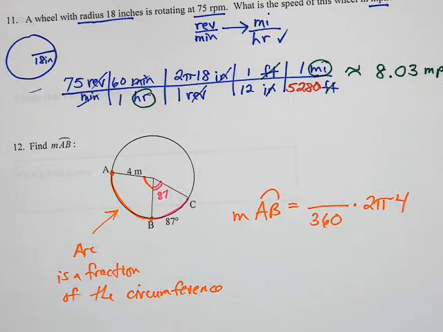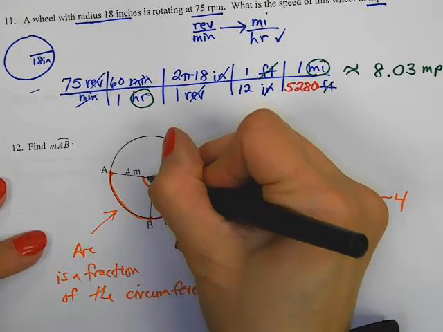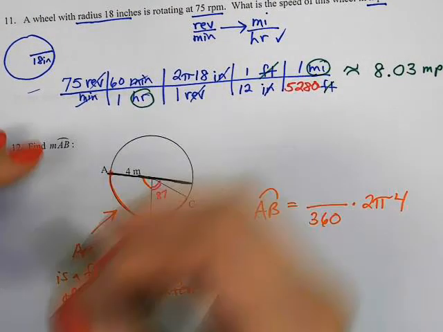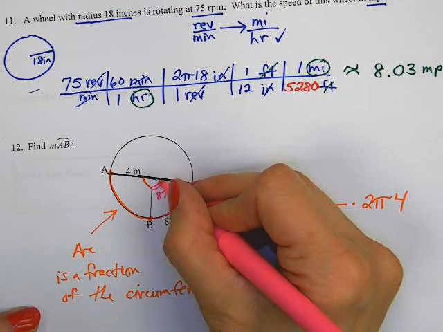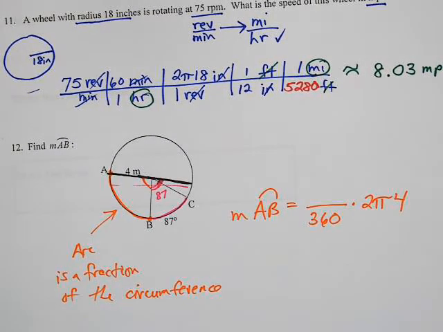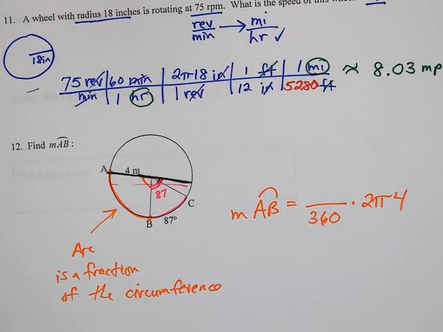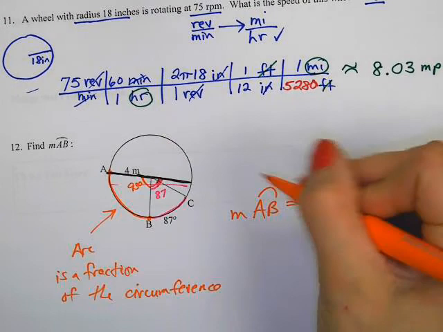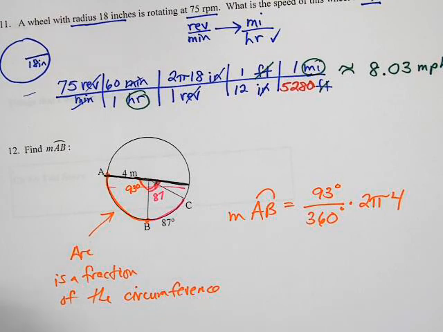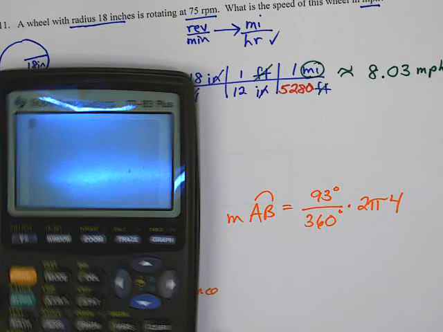I'm noticing here I made a really bad picture. I probably should have made this be a diameter. Let's just pretend this is a diameter here, and this is 87. Now I know that this is 180 minus 87, and this angle, the central angle, is 93, and that's the number I needed to know. Okay, sorry about that, guys. I'll have my secretary fix that. No, I don't have a secretary.